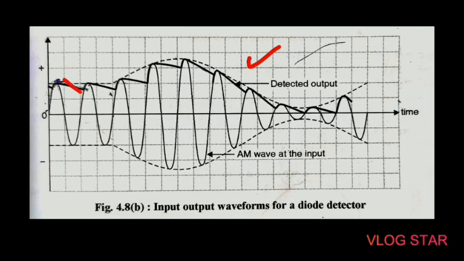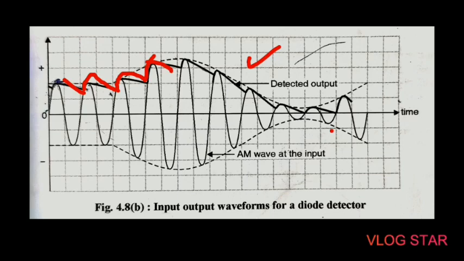And this shows that the capacitor will charge and discharge like this. Here the capacitor will charge, then again it will discharge, then charging, then discharging again. Thus we can recover the original modulating signal with some ripple included. These are some ripples which are included in that waveform.